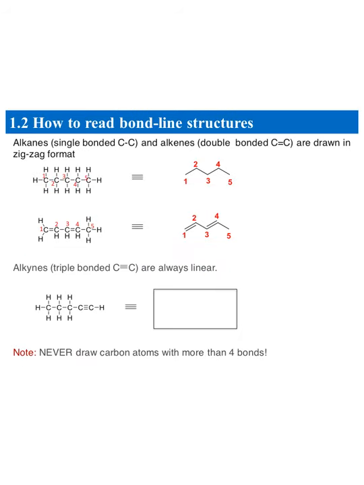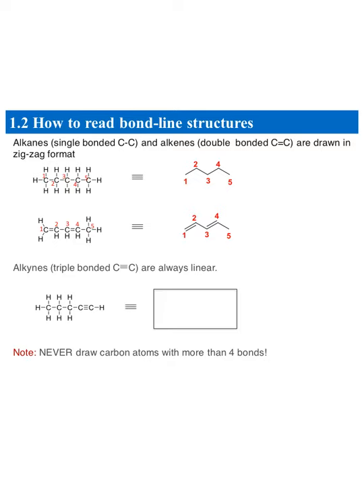The bond line structure of alkanes and alkenes are always drawn in the zigzag format. So if you look at here, the first structure is an alkane. It has all the carbons connected to each other with a single bond. And the second structure is an alkene. You can see a double bond between carbon 1 and 2 and carbon 3 and 4.